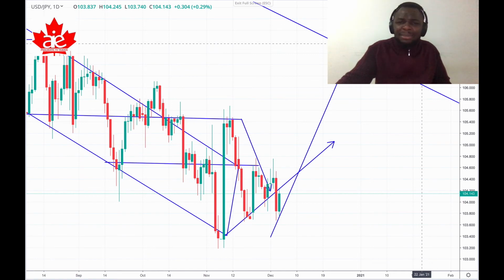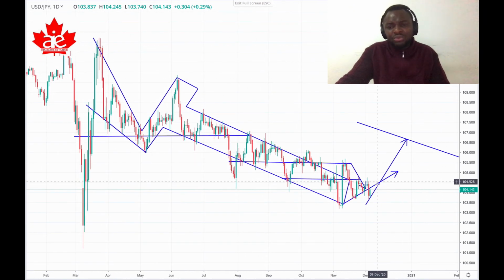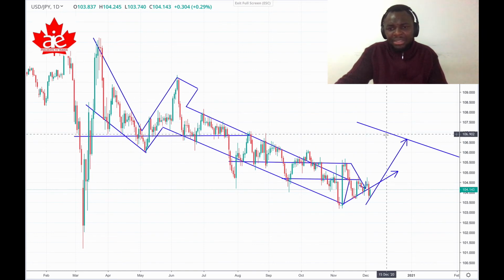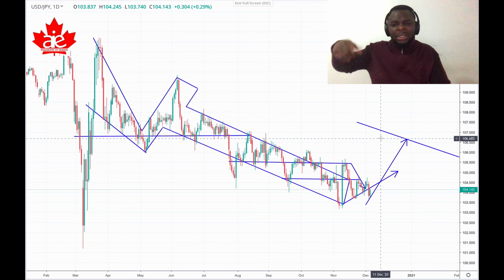And maximum, please people listen. I said the maximum it will go is this very point. It will hit this very point, 106.685. You understand? It will hit that very point, and it's going to roll over back.